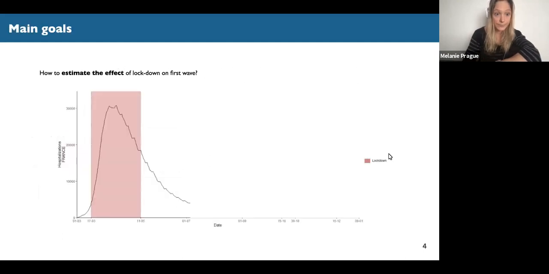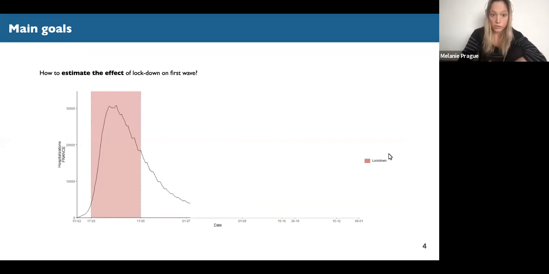Here I plotted the hospitalizations along time, and we were at the very beginning of this curve, during the red period. We had just a little amount of data, but we really wanted to estimate the impact of lockdown. As you can see here, there is a real inflection of the hospitalization curve once we are in lockdown. So what is the effect?